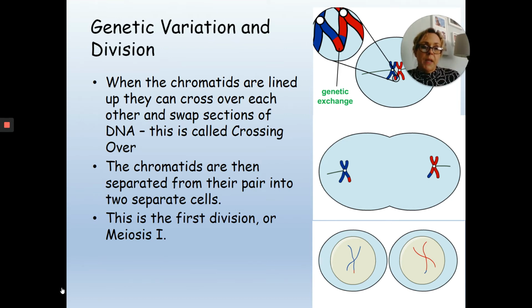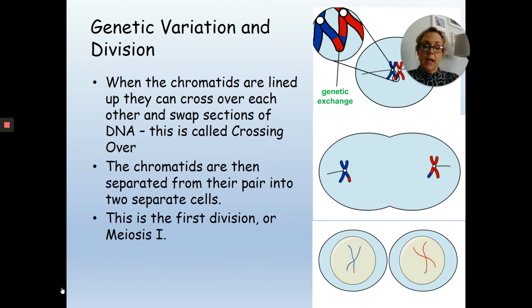Once they have been lined up in the centre of the cell, what happens next is the chromosomes, as they're lined up, are able to cross over. And if they do this, they're actually able to swap sections of DNA. And this is quite literally called crossing over. This is really helpful in increasing variation in a population. And as we know, if you increase variation, that means that not all individuals are susceptible to the same things. So increased variation is actually really good for species survival.